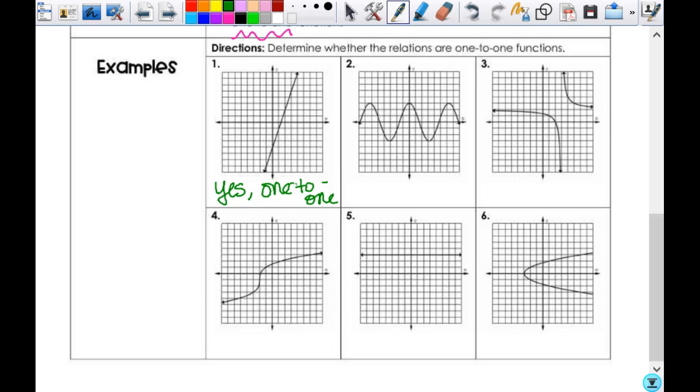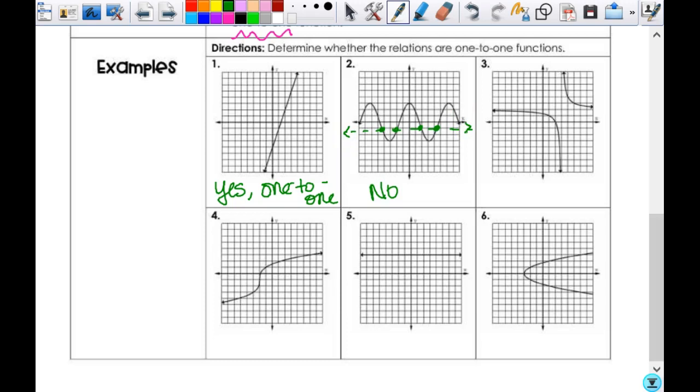All right, so number 2, does that pass the vertical line test? Yes, it passes the vertical line test, right? This is a function. Totally passes the vertical line test. Does it pass the horizontal line test? No, because if I just did right there, I've got 4 intersections right there. Totally fails the horizontal line test, so the answer here is just no. Okay.